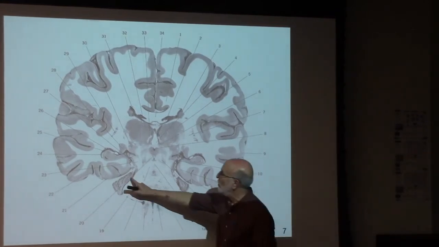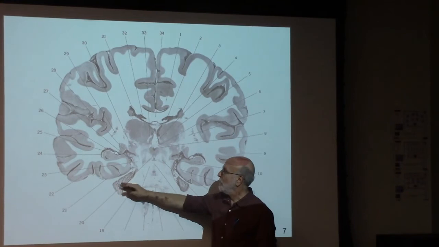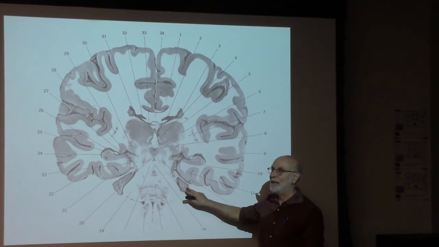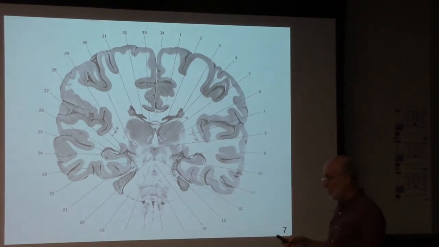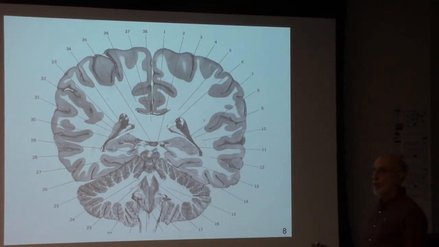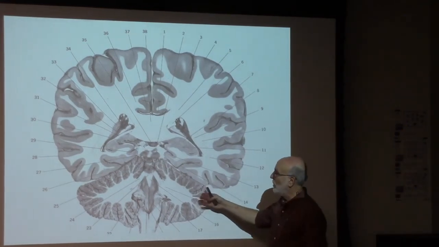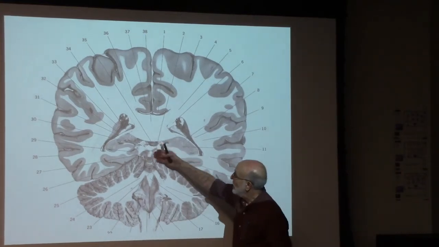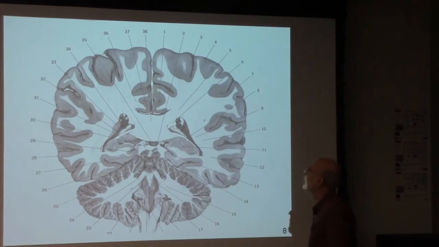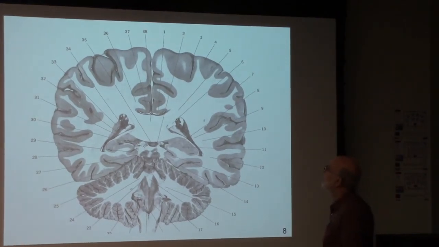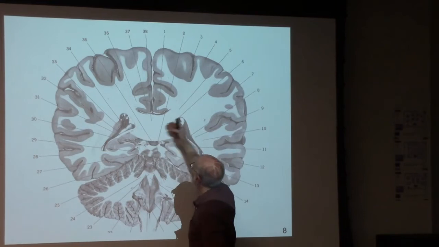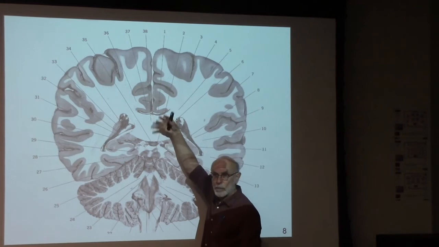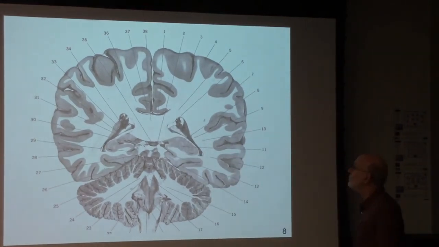What do you suppose this little bit of really folded material is right here? That's the cerebellum, a little piece of the cerebellum caught in this section. If we go further back, a lot of cerebellum. Cerebellum, white matter of the cerebellum, midbrain, pons, medulla, lateral ventricle, corpus callosum, cingulate gyrus. I'm just using the language again.